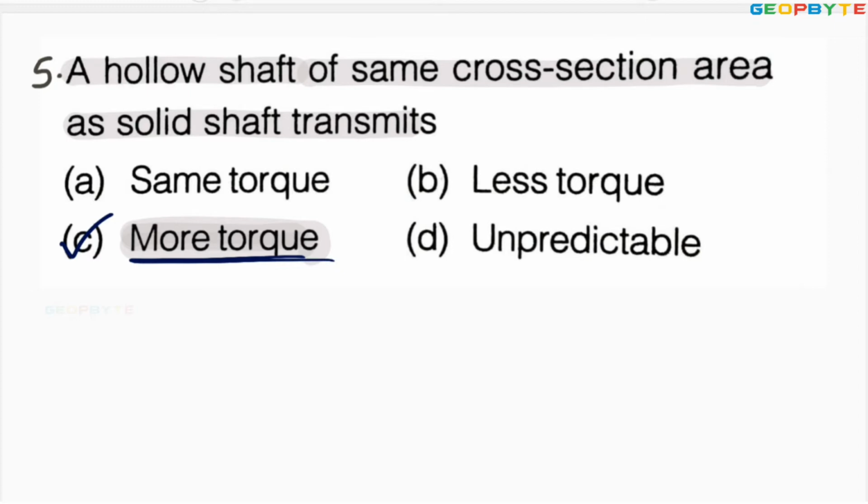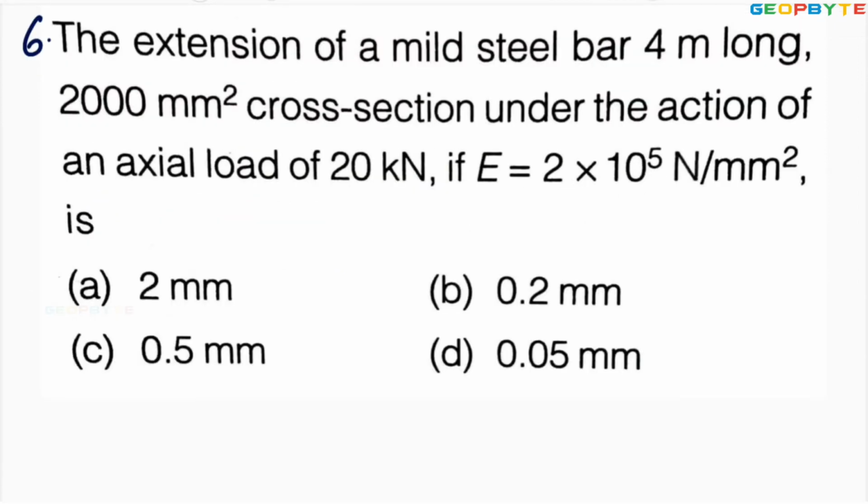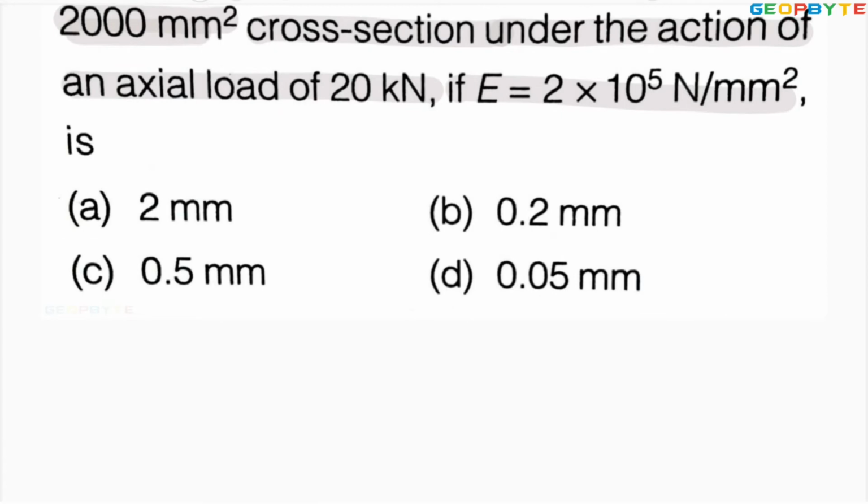Let us take one more problem. Look at the sixth problem. The extension of a mild steel bar 4 meters long, 2000 mm square cross-sectional area, under the action of an axial load of 20 kilonewtons. If Young's modulus is 2 into 10 raised to 5, you are asked to find the extension of the bar or change in length in the bar.